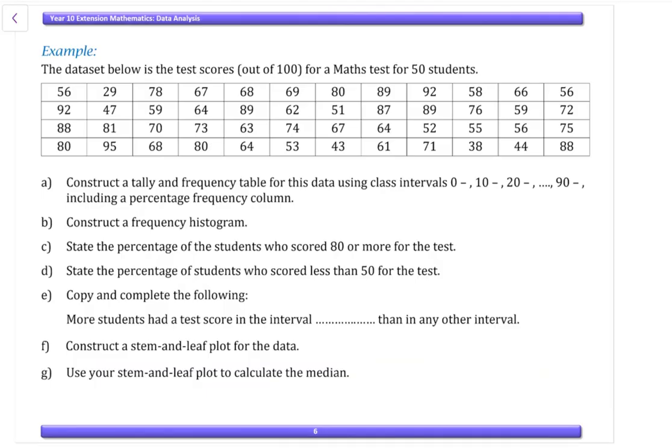So let's look at an example. The data set below is the test scores out of 100 for a maths test for, that should be 48 students.